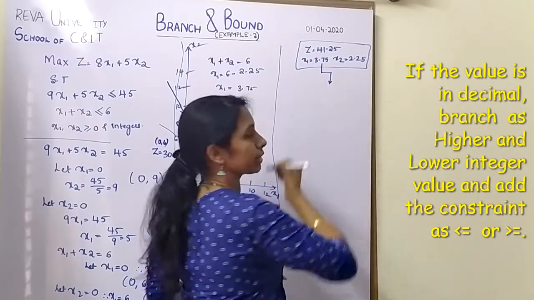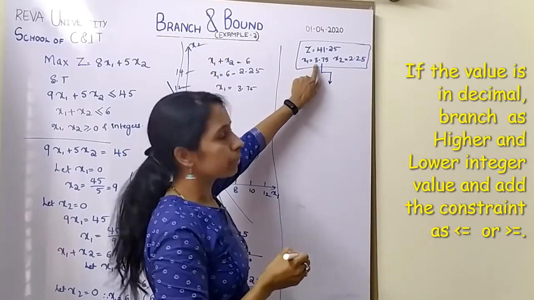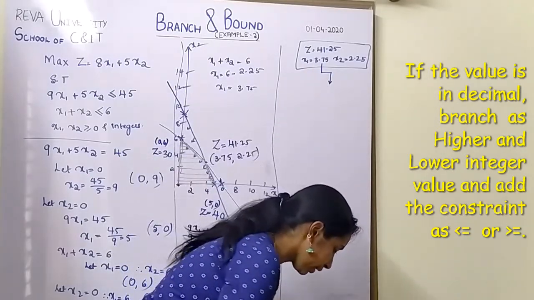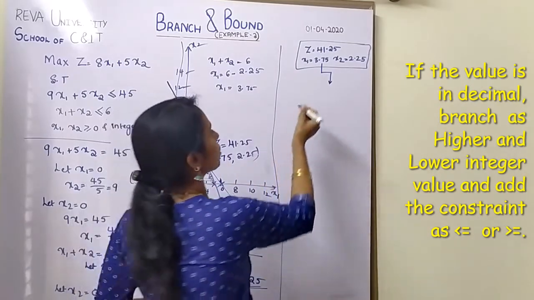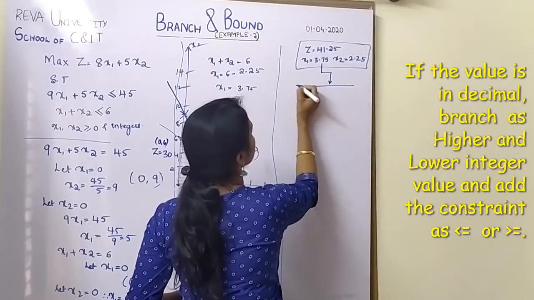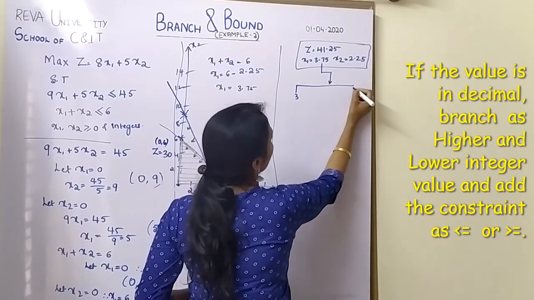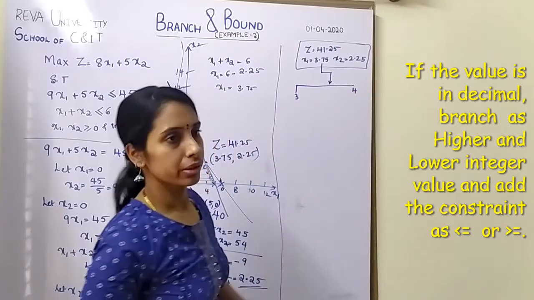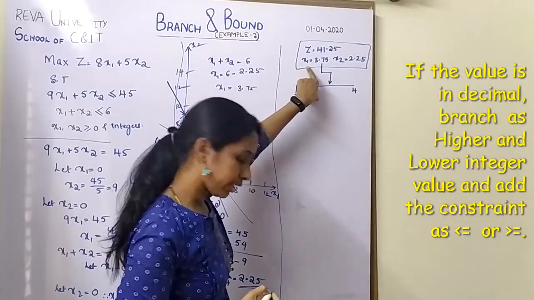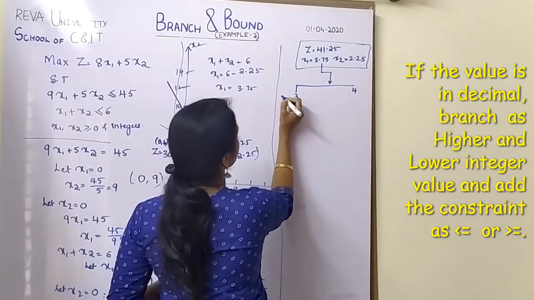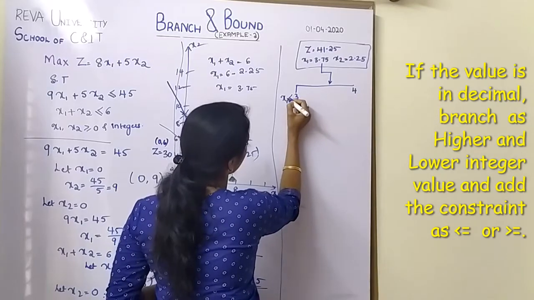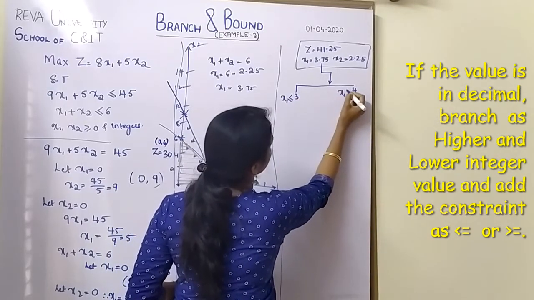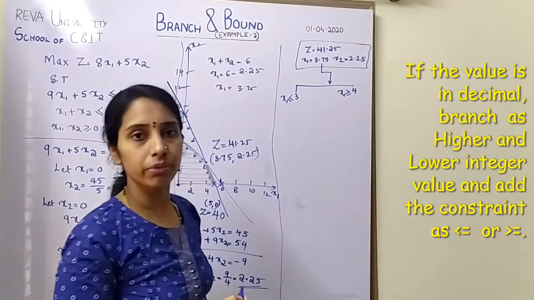So, branch this. This value 3.75 lies between 3 and 4. So, this is the value of x1. So, just add a constraint here: x1 is less than or equal to 3, and x1 is greater than or equal to 4.